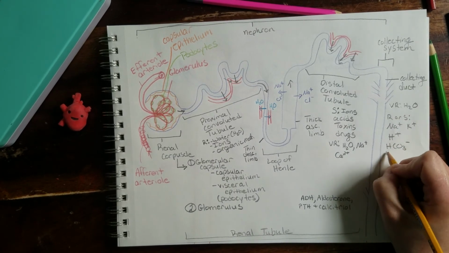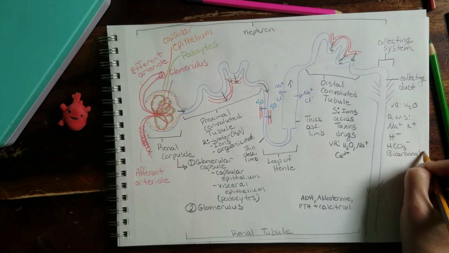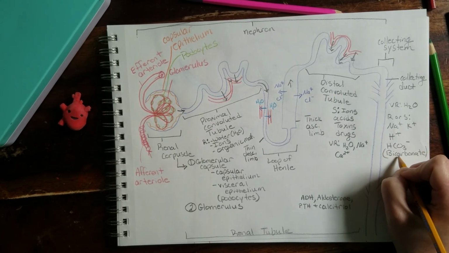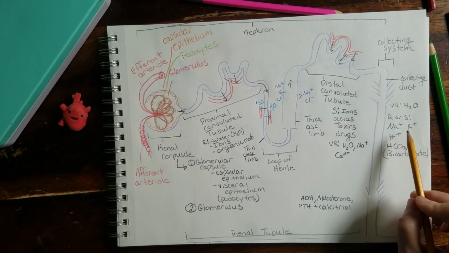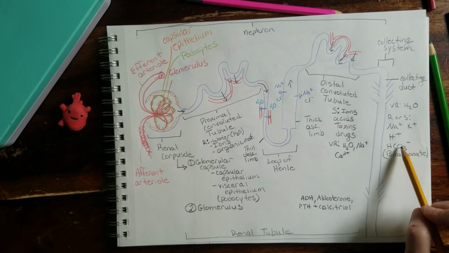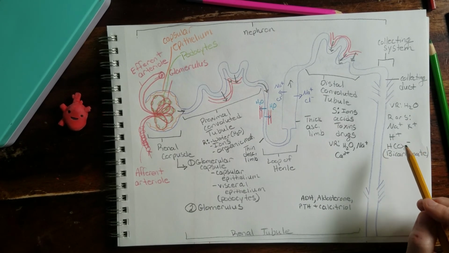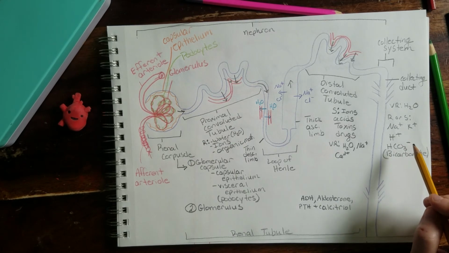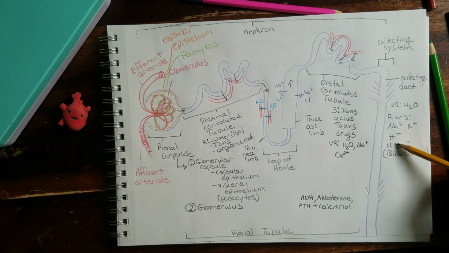And I'll write out bicarbonate for you. Bicarbonate. But you can have reabsorption or secretion of hydrogen and bicarbonate. This is going to regulate your pH. So if you're acidic, if you have a low pH, remember normal pH range, 7.35 to 7.45. So if you're acidic and you have low pH, what do you think you're going to reabsorb?